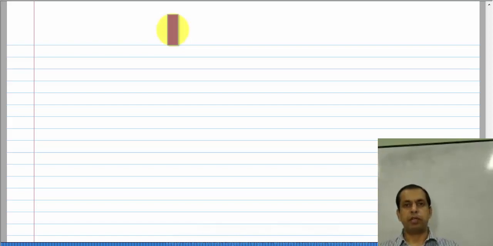Now, we will calculate H parameters for some example circuits. As usual, we will take the same circuits as we did for the other two parameters, so that you can compare the results.